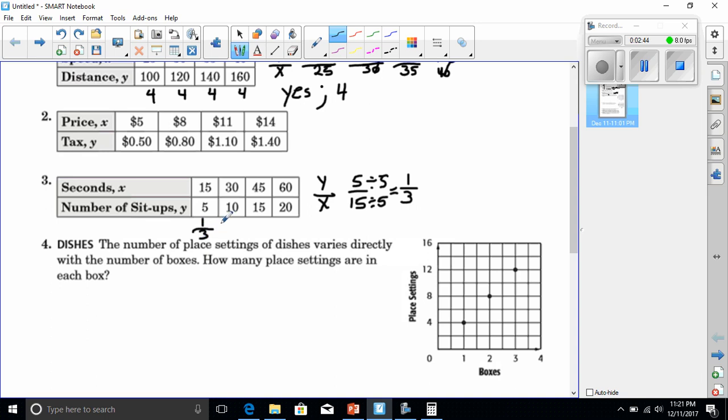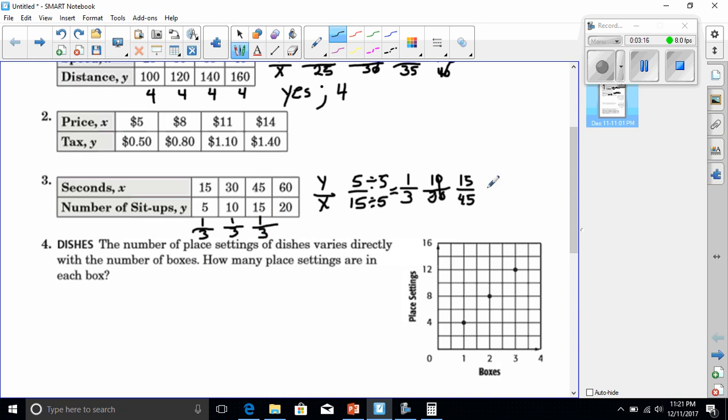Okay, and if we got 1 over 3, we have to see if the rest of them are going to be 1/3. Well, this one's going to be 10 over 30. And we know that's going to be 1 over 3 because if we take away the zeros, that gives us 1 over 3. Next, we have 15 divided by 45. And we know that 15 goes into 45 3 times, so once again, 1 over 3.